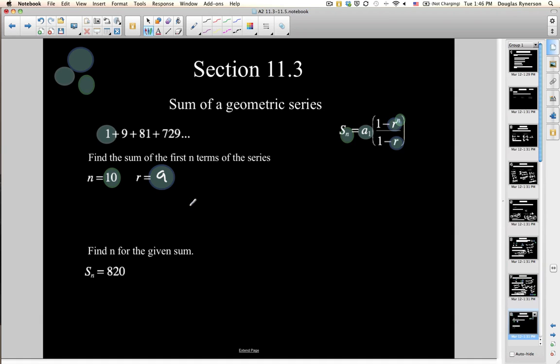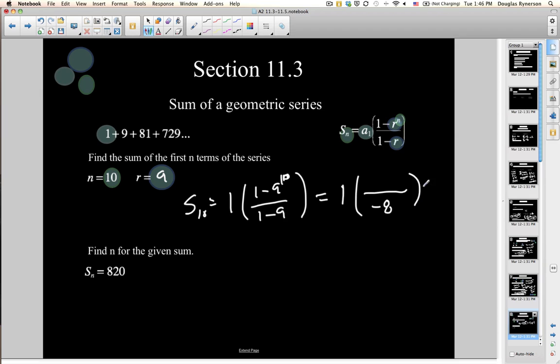And then I have everything that I need. I know that the sum of 10 terms will be equal to my first term, which is 1, times 1 minus r, 1 minus 9 to the n power, 10th power, over 1 minus 9. Okay, if I go ahead and simplify this, I'll find the sum of the first 10 terms in this particular sequence. Right, so this will be equal to 1 times, I know my denominator will be negative 8, but I'm going to need to use a calculator to figure this part out.